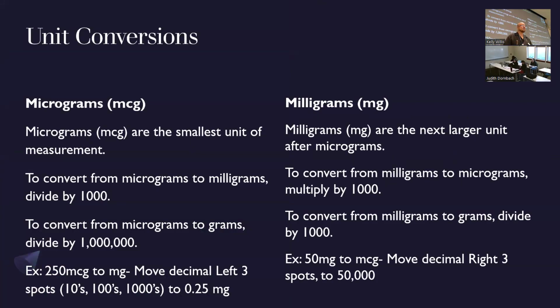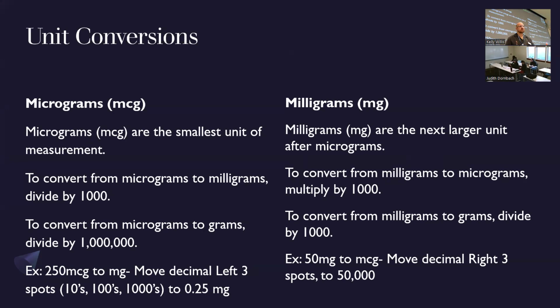Ready. So we'll go over a quick unit conversion before we get to some of the questions. And we can go a little bit over since we were short a couple of times. So I think this will be helpful. Micrograms are the smallest. For micrograms to milligrams, divide by 1,000. To convert from micrograms to grams, divide by 1 million, which is a lot. For example, 250 micrograms to milligrams, move the decimal 3 spots left to make 0.25 milligrams.